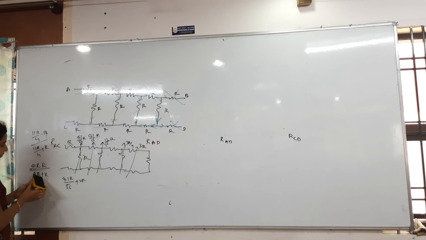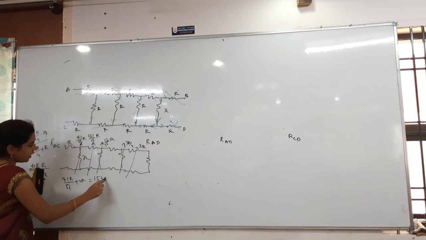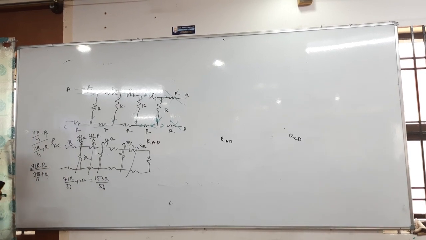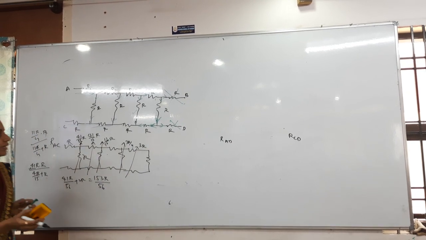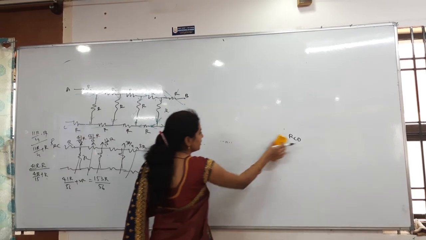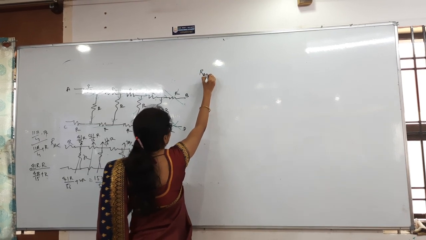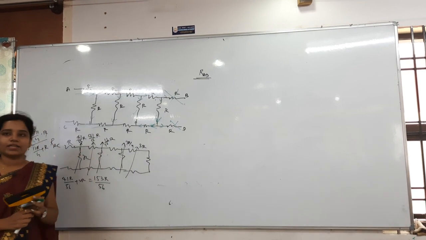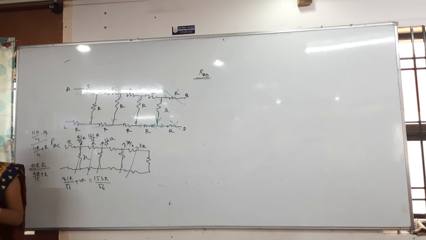What is the final answer? 153R by 56. That is about the first one, that is RAC. Now tell me about RAD, RAB and all. RAB first of all tell me. Now you have to decide which resistors you have to remove. RAB: current has to leave at A and it has to be collected at B.